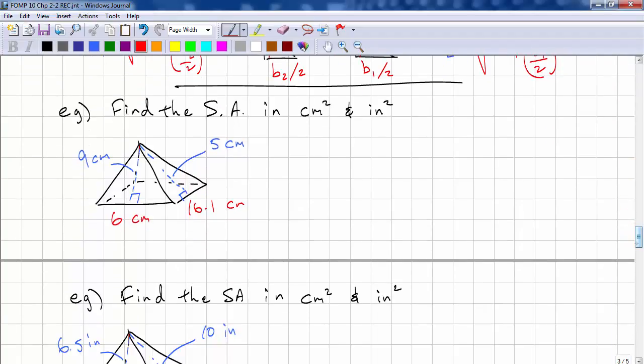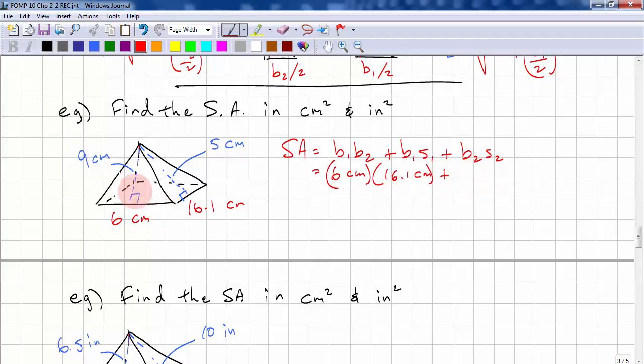So let's look at an example. Find the surface area in squared centimeters and in squared inches. And we'll start off with our squared centimeter case. Surface area equals, and it helps rewrite the formula, B1 B2 plus B1 S1 plus B2 S2. That way we know what we're substituting in. So we have 6 centimeters times 16.1 centimeters plus, we'll call this one B1 and S1.